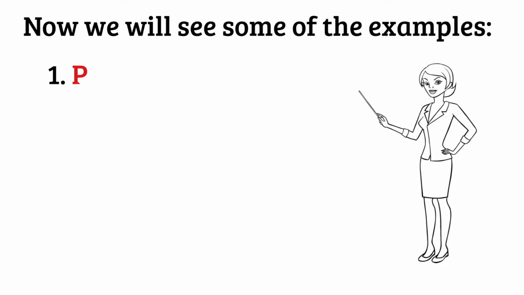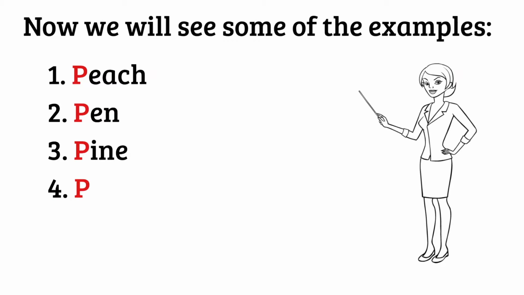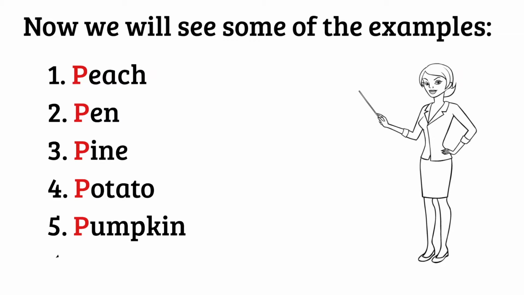P says P as in peach. P says P as in pen. P says P as in pine. P says P as in potato. P says P as in pumpkin. P says P as in purse.